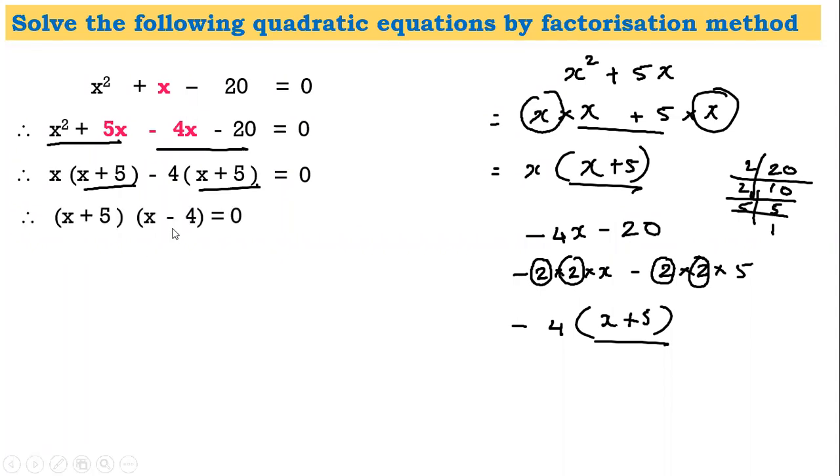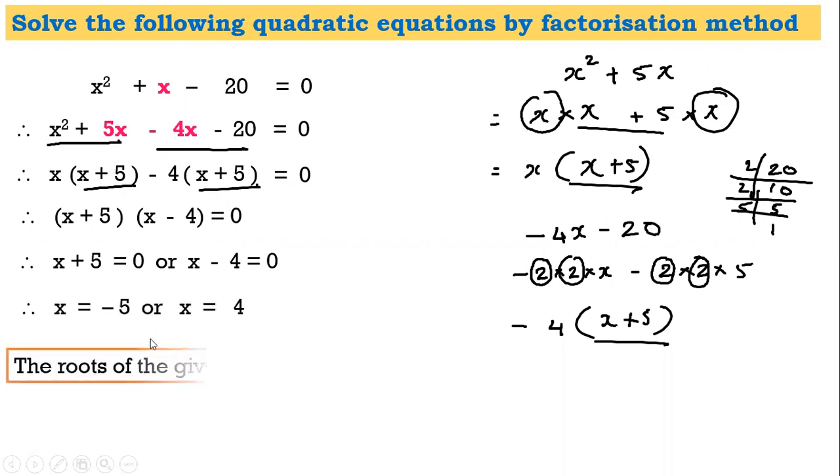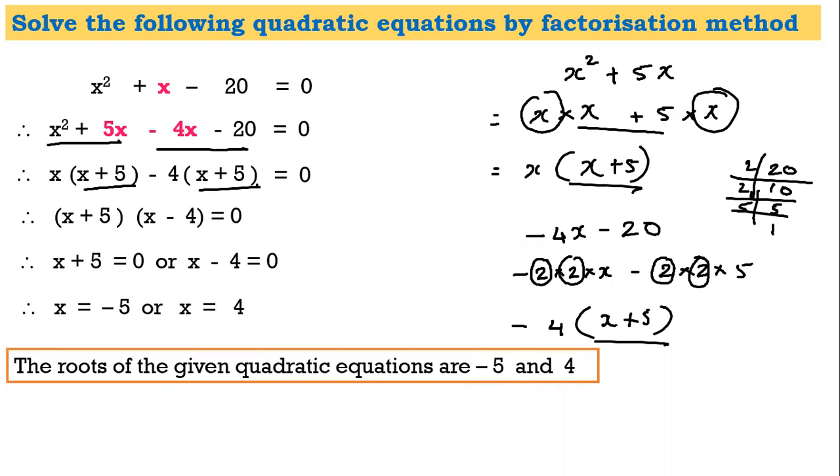Now, since the product of two brackets is 0, at least one bracket has to be 0. Then x plus 5 is 0 or x minus 4 is 0. Plus 5 shifts to the right hand side, it becomes minus 5. Minus 4 shifts to the right hand side, it becomes plus 4. Then minus 5 and 4 are the roots of the given quadratic equation.